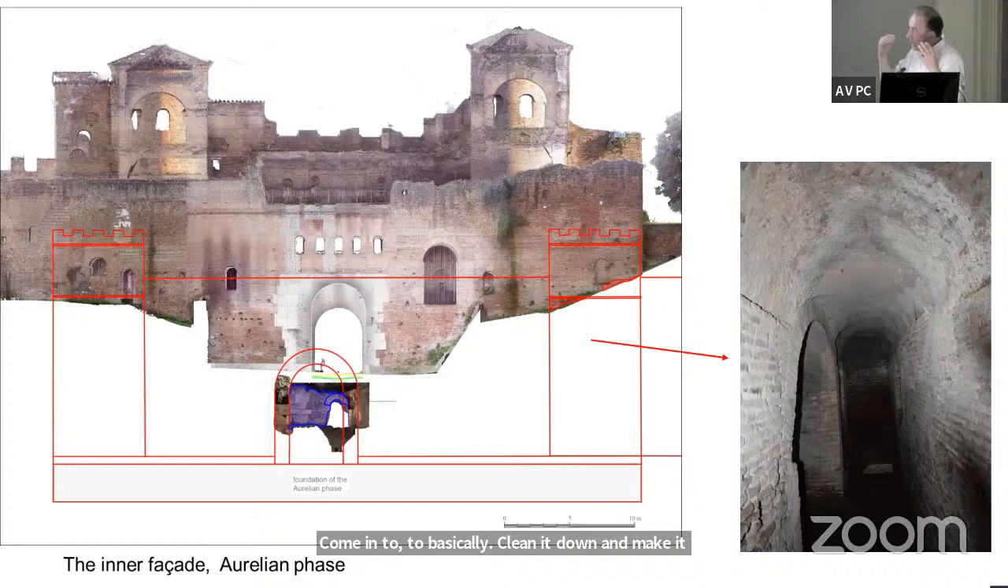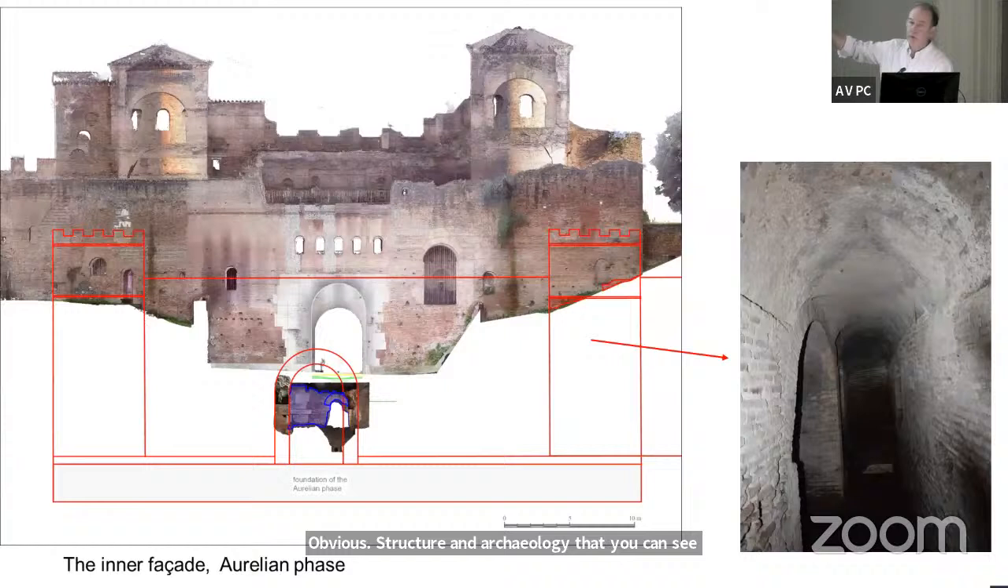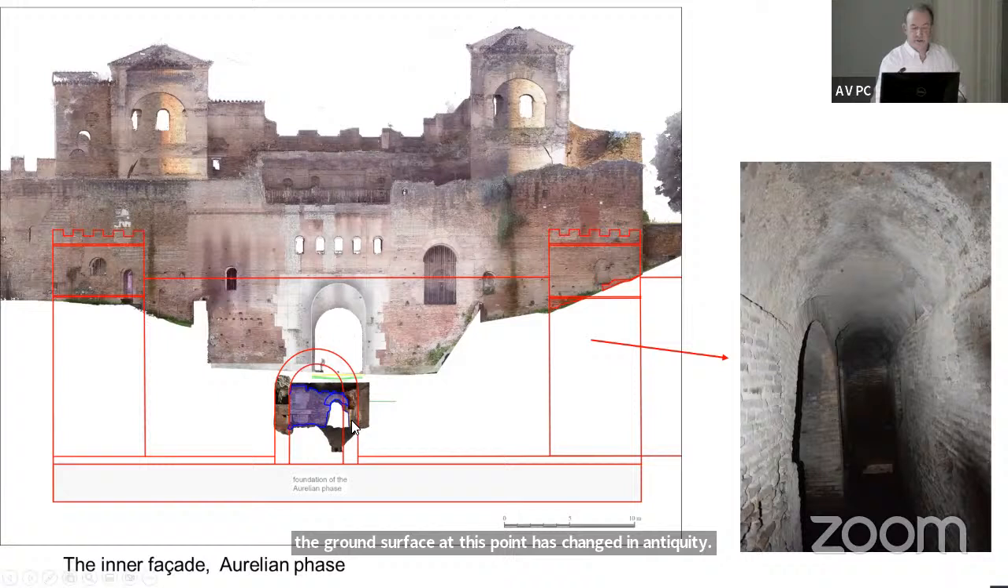But in re-entering it, in resurveying it, which is crucial to the project, making sure that everything is in the right spatial relationships with the more obvious structural archaeology that you can see above the surface, we were able to demonstrate a number of things. One of the most important is the degree to which the ground surface at this point has changed in antiquity. This opening that it might be tempting to think of as a mini gateway through the Asinaria is not a mini gateway at all. What this is, is an original portal, much bigger, in the Asinaria, that has been blocked.